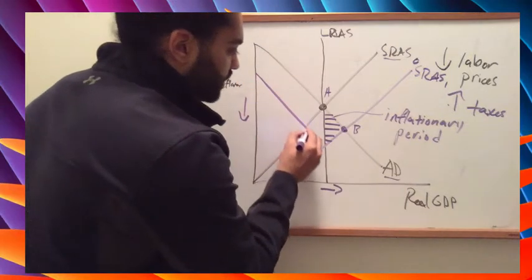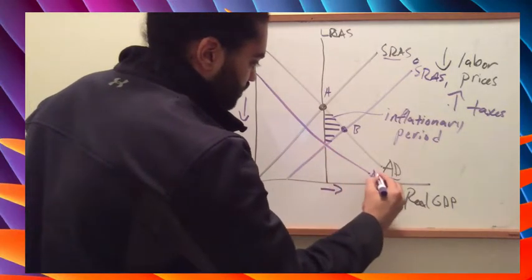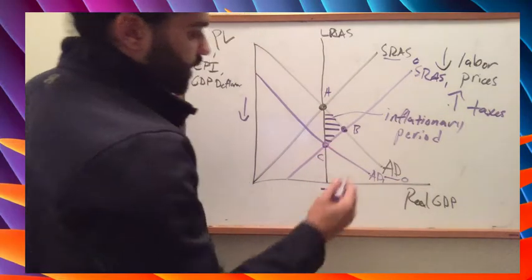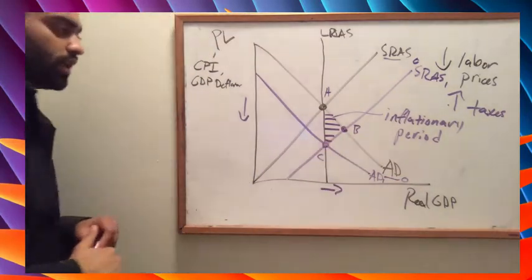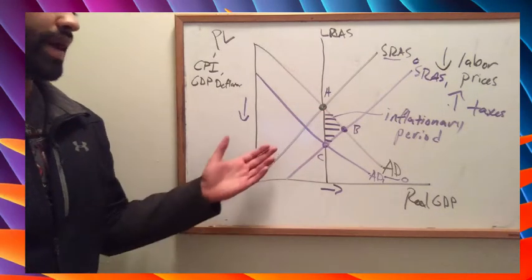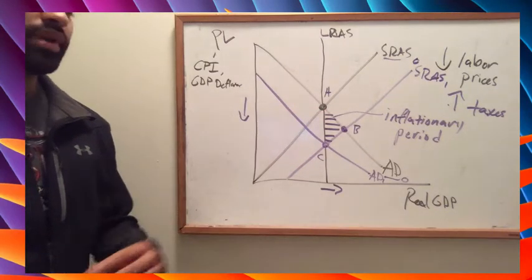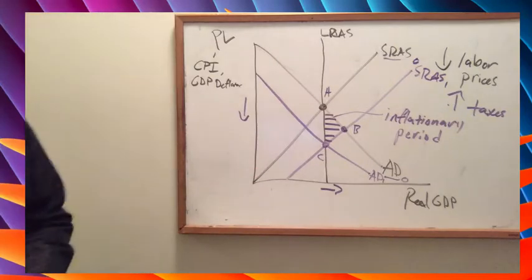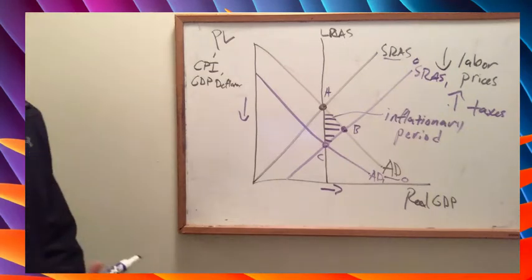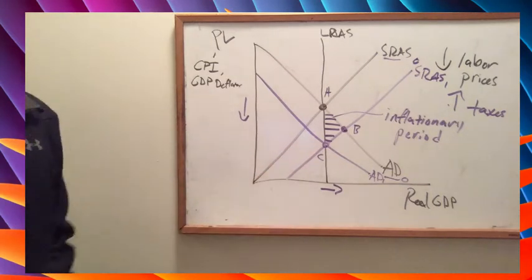Basically what's going to happen is our AD curve is going to shift and we'll be at point C. So again, we're back at equilibrium, but our price level does get impacted because of this. So again, we have our recessionary and our inflationary gaps, or periods. You can call it period or gap, whatever's easier. But your goal is to always get back to long run equilibrium.